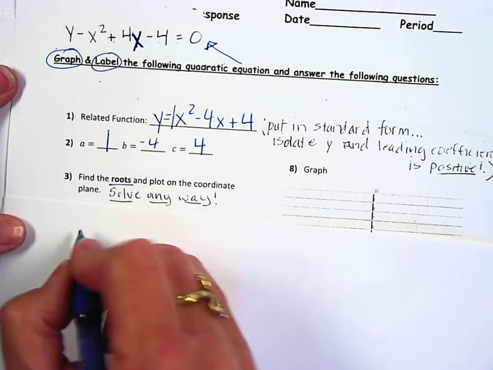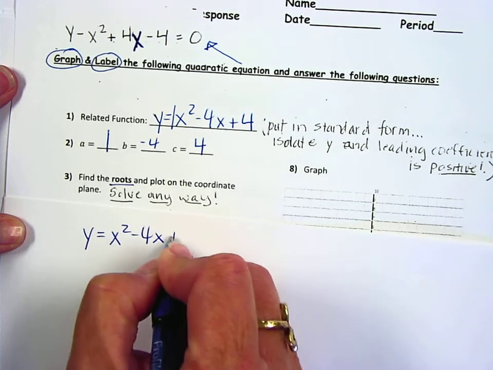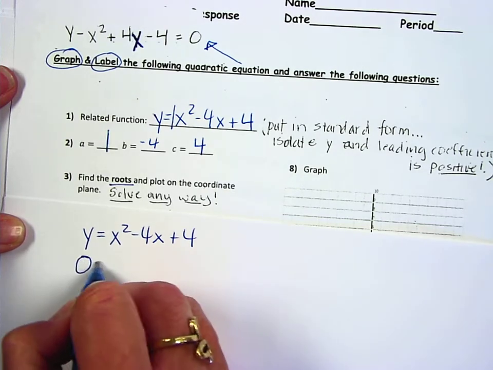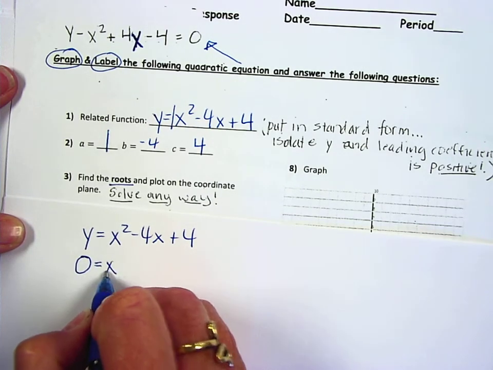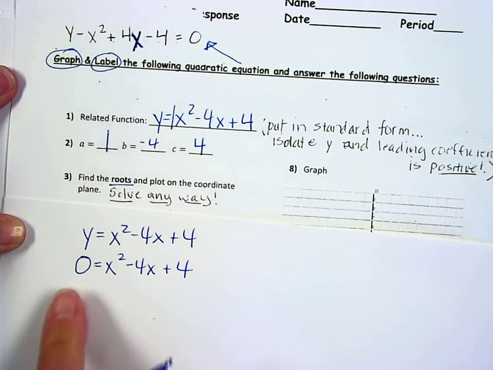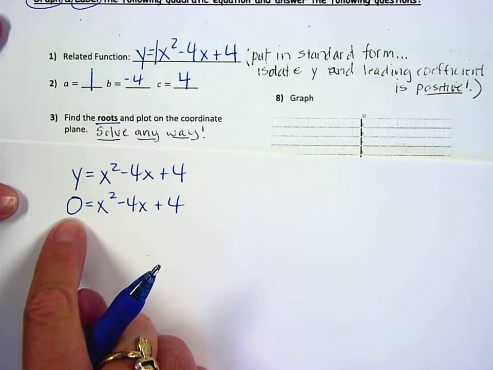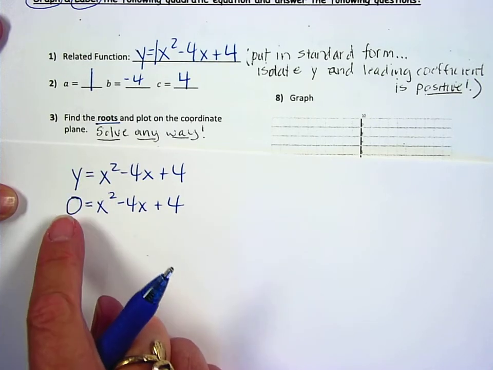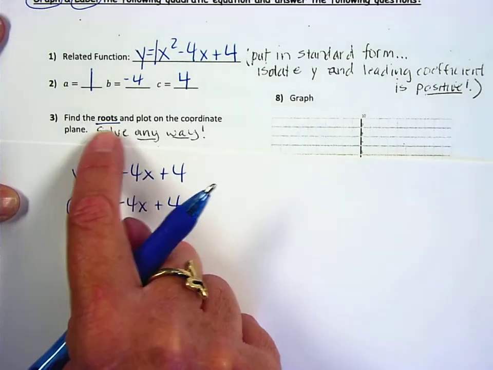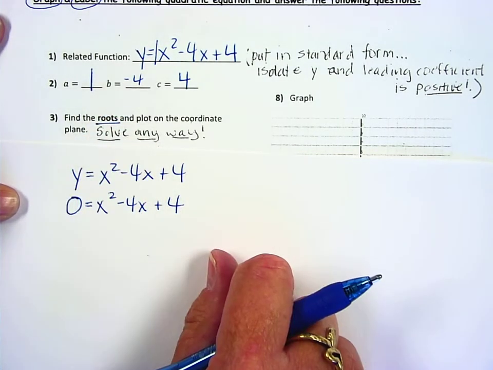So what I'm going to do is take this equation, and if I'm going to find the roots, I have to make y equal to 0, because my roots are my x-intercepts. And whenever I'm looking for x-intercepts, the y is always going to have a value of 0. So now this is still in standard form, but now I have it set up so that I can find my x-intercepts, because my x-intercepts are also called my roots or my solutions.